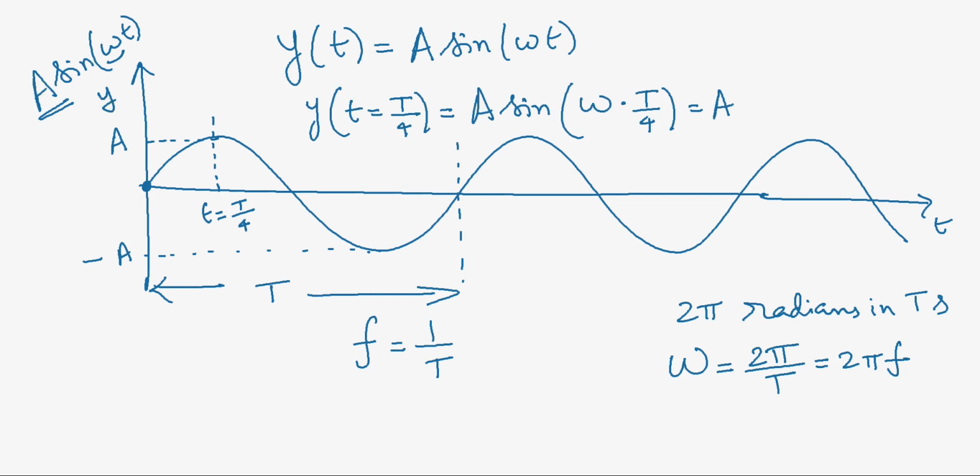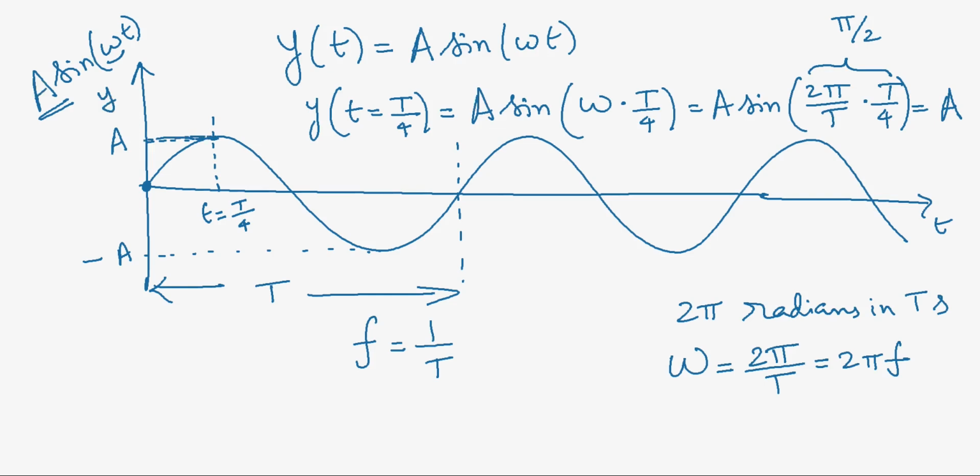So that will be A sine omega, and we already know omega is 2 pi by capital T multiplied by T by 4. The T cancels, and 2 pi by 4 becomes pi by 2. You see that? Yes, uncle. So that is 90 degrees. Sine 90 is 1, so that will be equal to A itself. That is where the peak amplitude is.